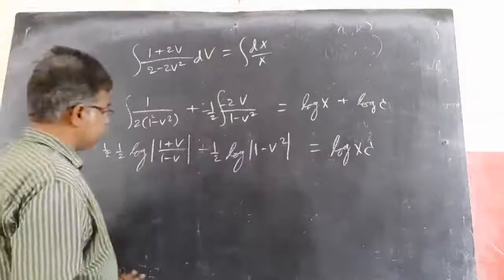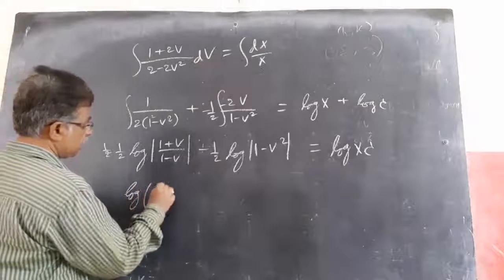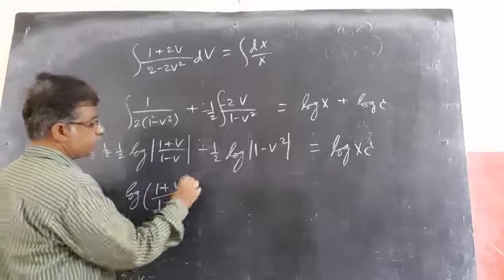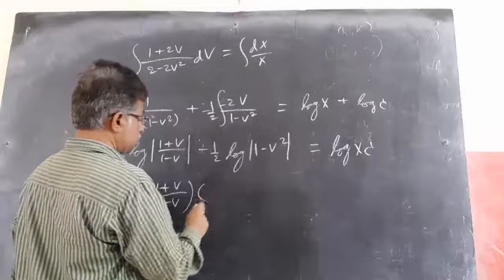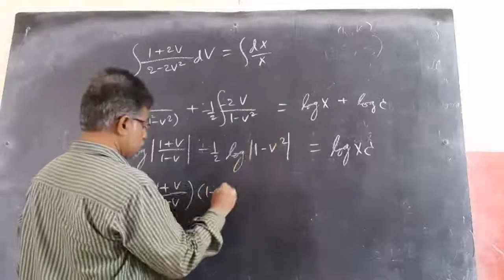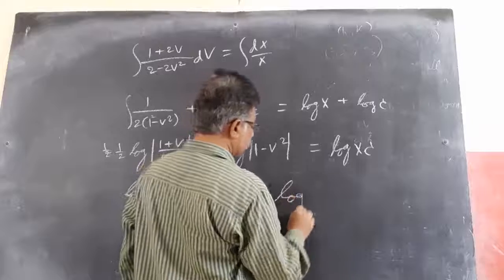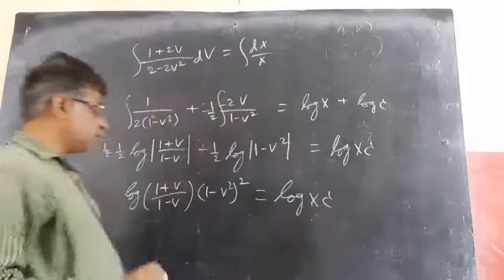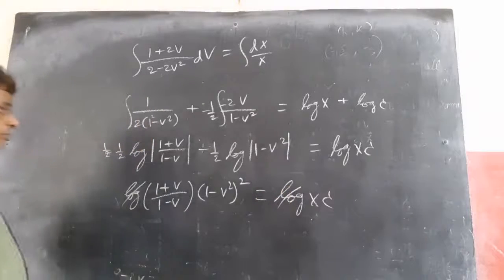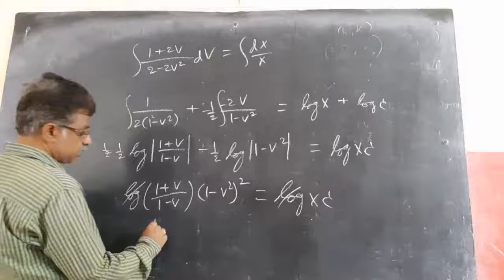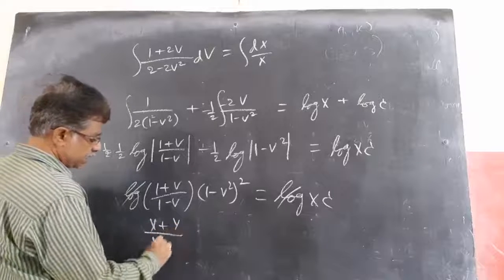Now if I take the LCM of 4 and bring it to that side, this becomes log of (1 plus v) by (1 minus v) into, this is 2 times, because I am taking the LCM of 4, so this is 2 times means whole square, (1 minus v square) whole square, equal to log xc. You can leave it like this or you can simplify, your choice. So the log cancels, and 1 plus v is 1 plus y by x, so (x plus y) by (x minus y).